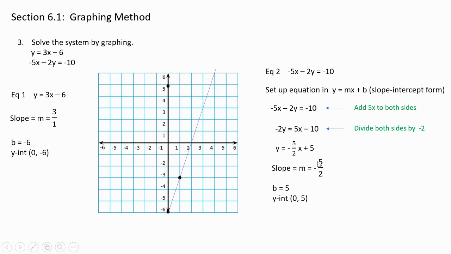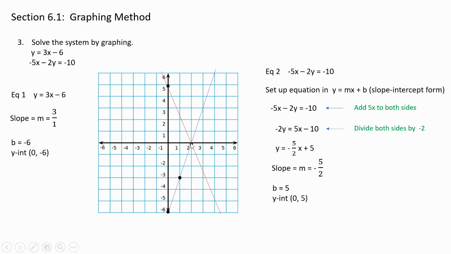That's why we're going to use the numerator as negative and the denominator as positive. So again, we're going to go down 5 from the point 0, 5. So 1, 2, 3, 4, 5, and 2 to the right. 1, 2. There's my point. So we draw our line.